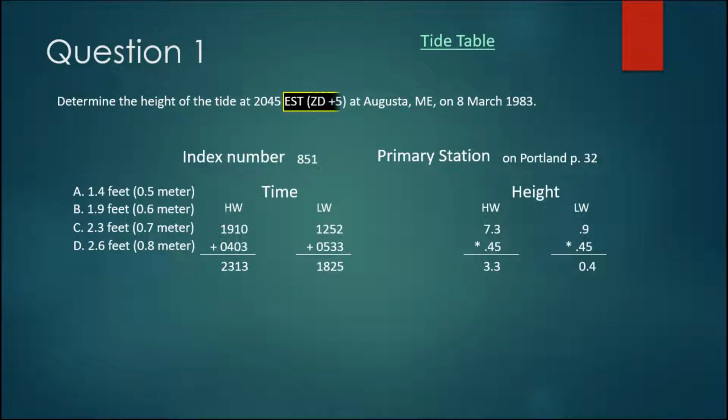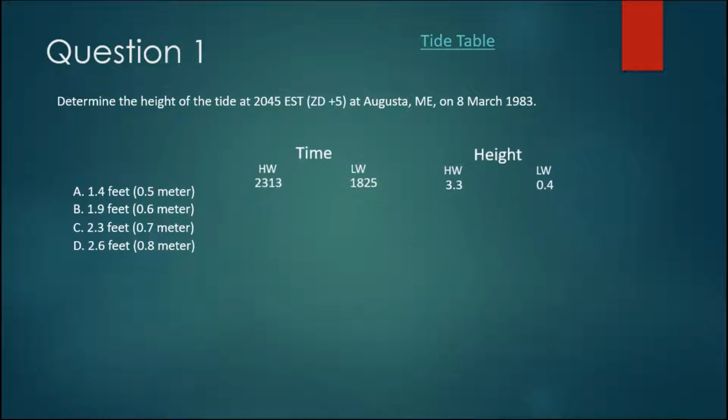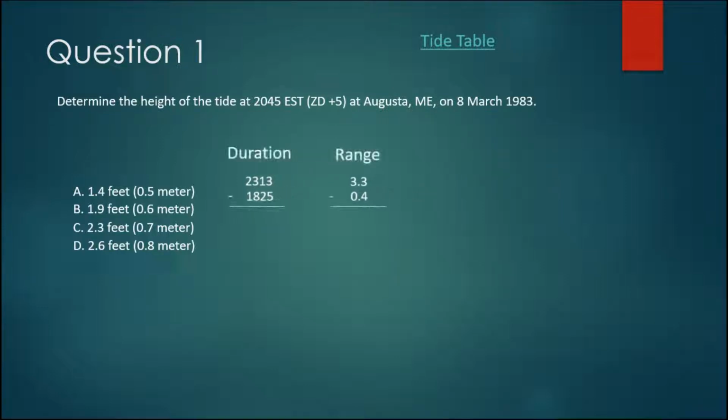Take a look at our zone description. It's +5, and Augusta is on the +5 meridian, so there's no zone description correction or no daylight savings time correction here. And we've got all the information that we gathered up in our last lesson. So let's tidy this up a little bit just to clear the screen. And now our next step is we need to get the duration of the tide and the range of the tide. So we take our times of our two tides and our heights of our two tides.